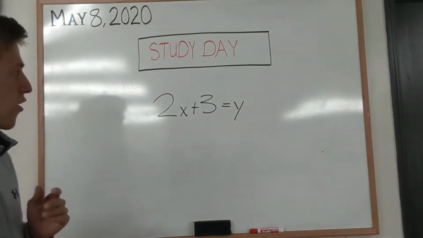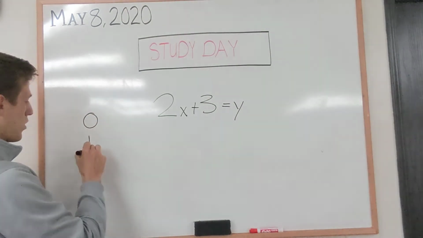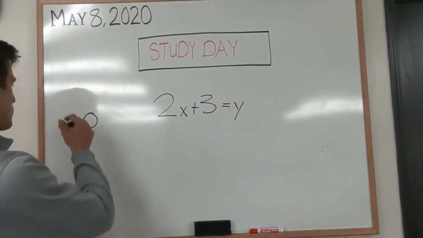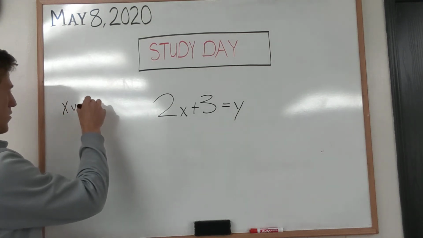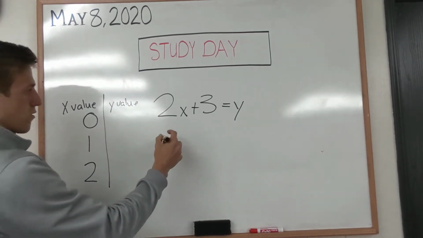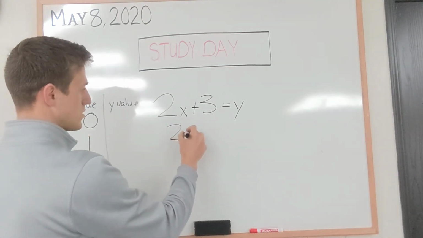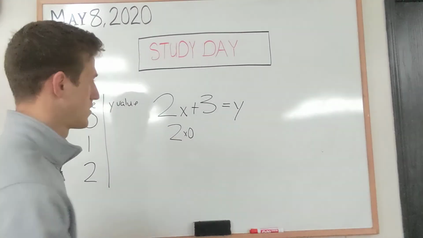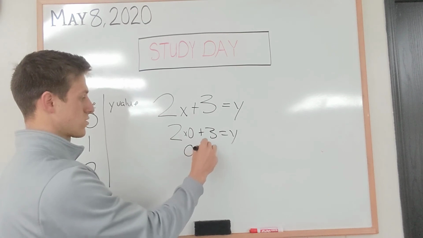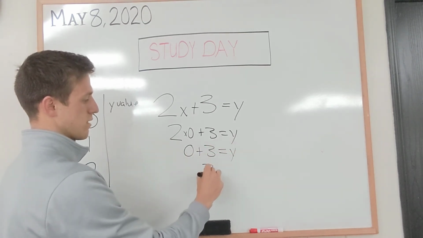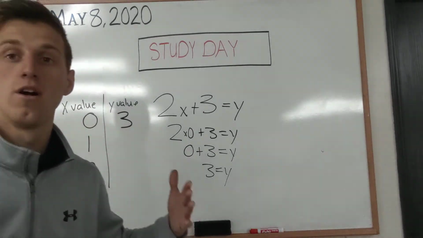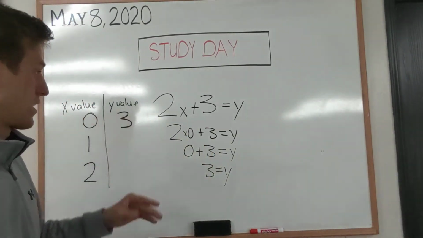So let's say our x values are 0, 1, and 2. And we want to find out what our y value is. So we simply substitute our 0 for x to solve our equation. So we have 2 times 0, because remember this means the same as times, plus 3 equals y. 2 times 0 is 0, plus 3. So we have 3 equals y. And then we know our y value for our first coordinate.